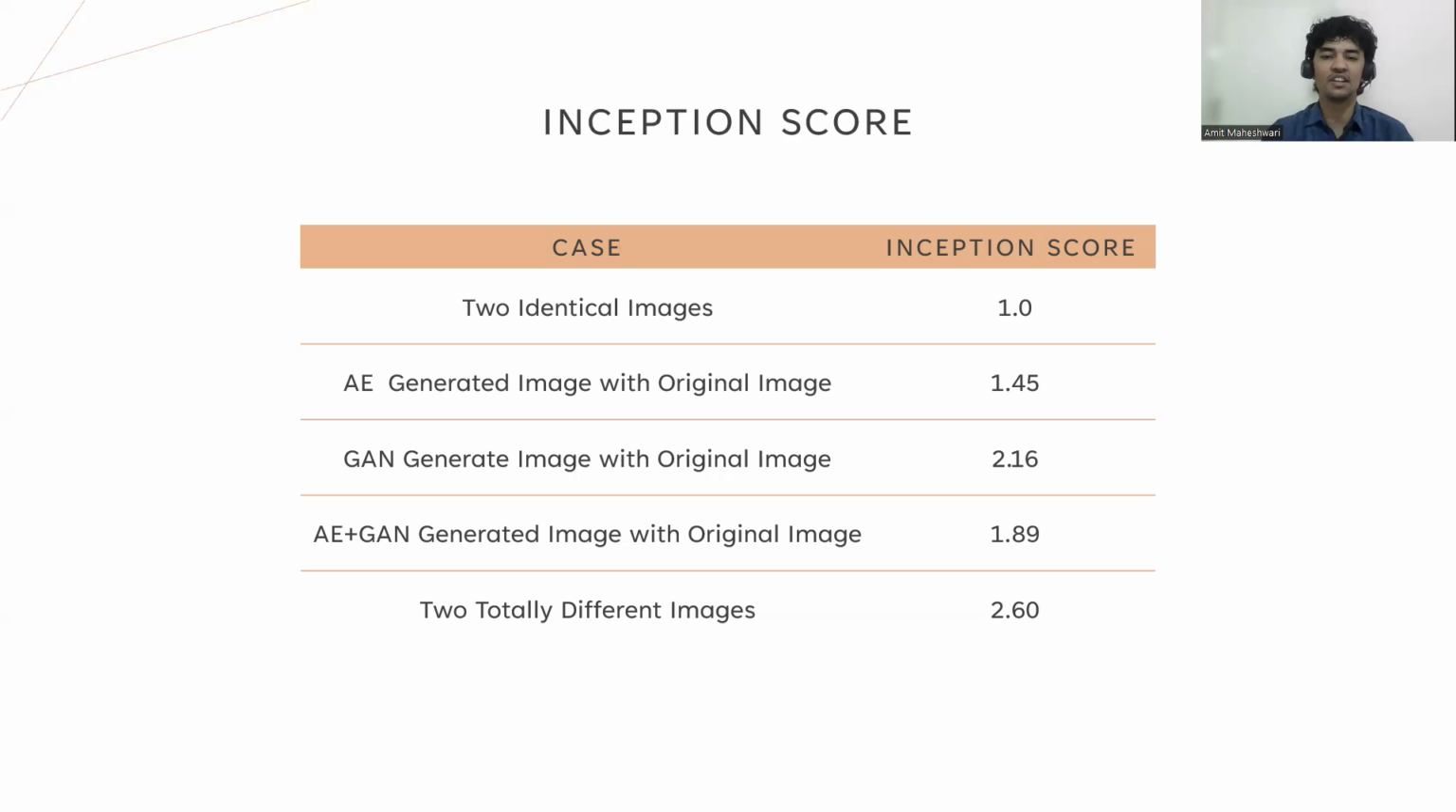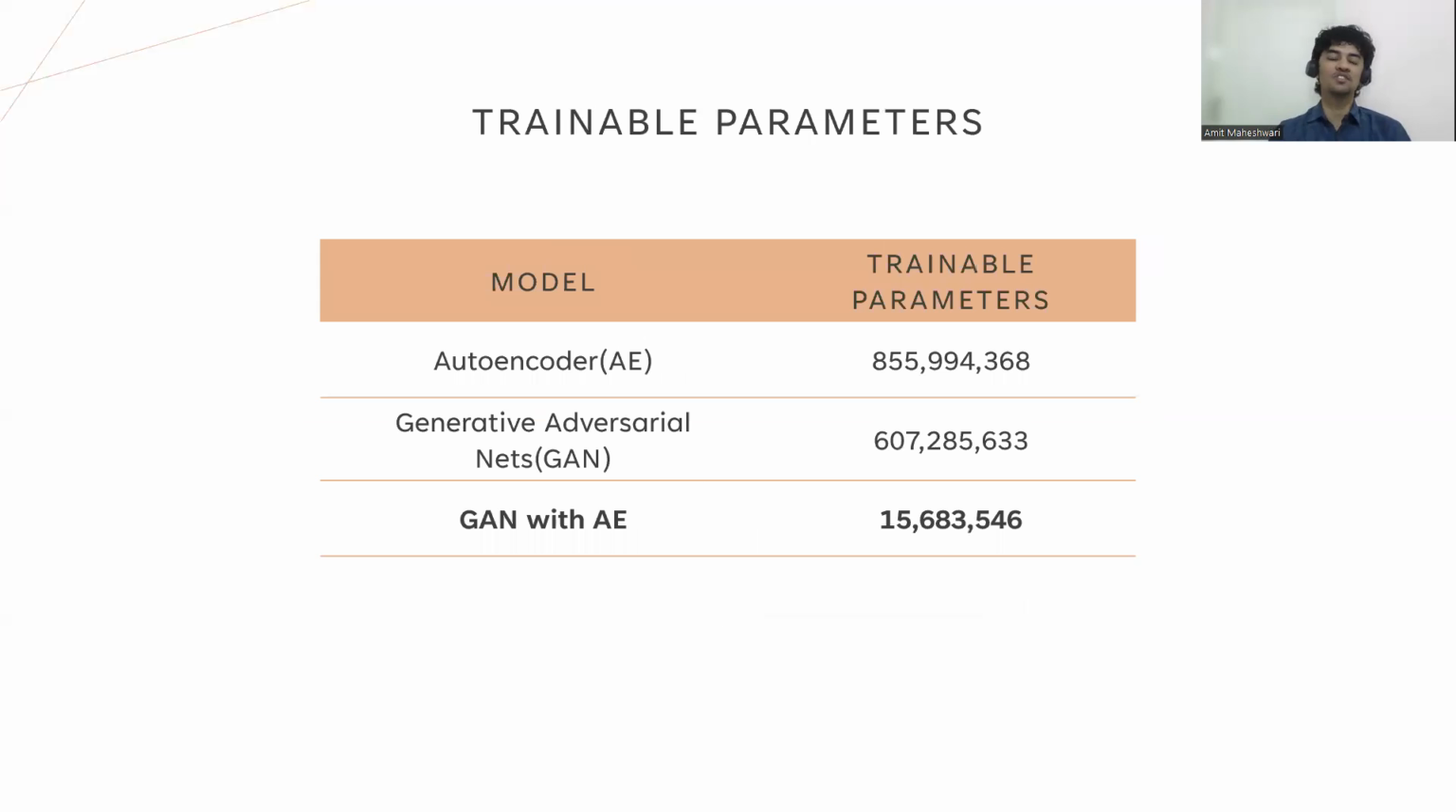So we could see that the inception score is a pretty good indicator if we want to see the diversity in the image. Let us also understand how the computational cost is going to differ, right? We know that the autoencoder itself has 855 million trainable parameters. That is a huge number. In comparison, a standalone GAN with a similar architecture has a comparable 607 million trainable parameters.